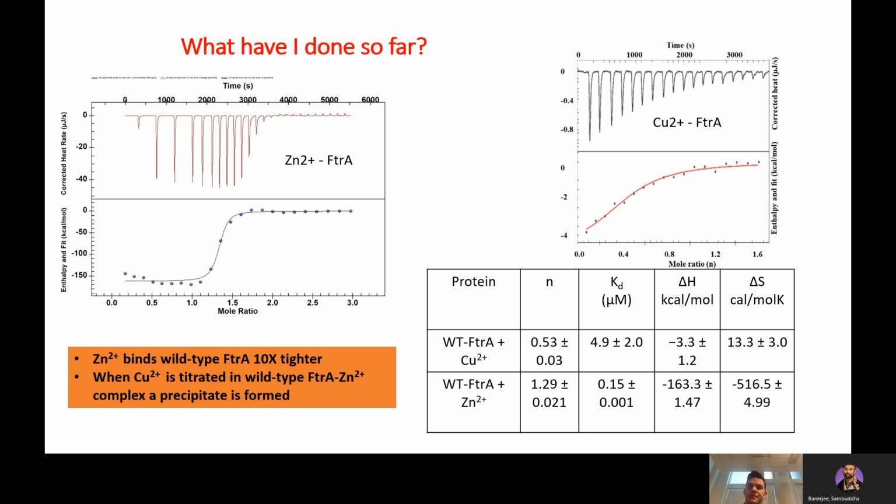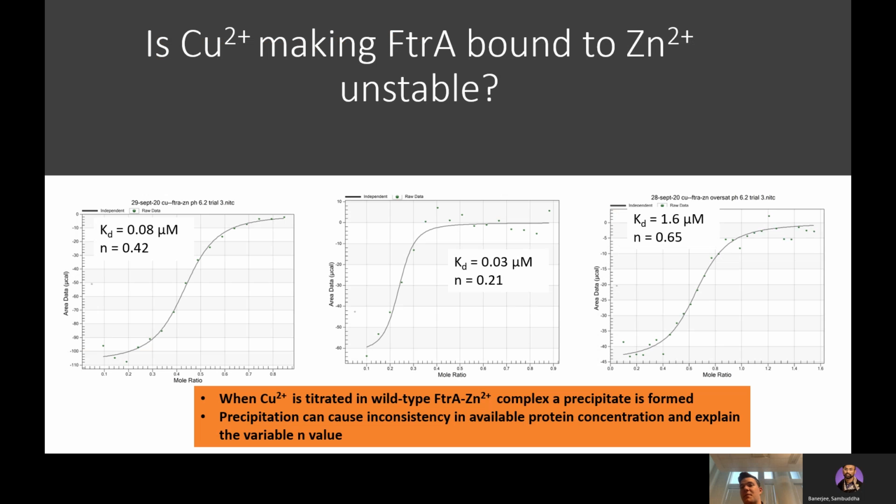So what have I done so far? On the left, it is zinc 2 plus to FtrA, and then on the right, it is copper 2 plus to FtrA. So the copper 2 plus to FtrA was already previously done and has been published, whereas the zinc 2 plus to FtrA is the new information that is being compared to copper 2 plus. As can be seen from the table, zinc actually binds to FtrA 10 times more tightly than copper does. Also, whenever copper is titrated into FtrA zinc, a precipitate is formed, meaning that it is doing something to the protein. We just don't know what it is yet.